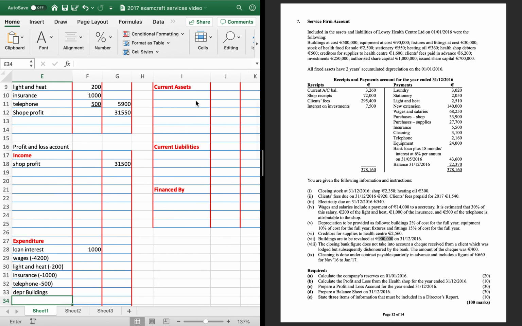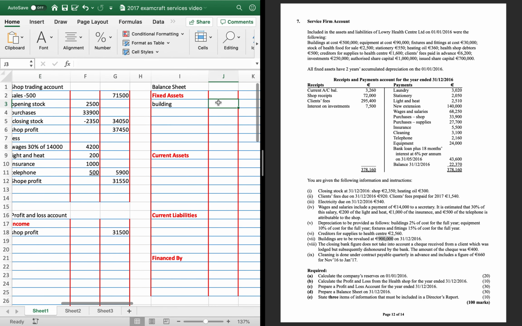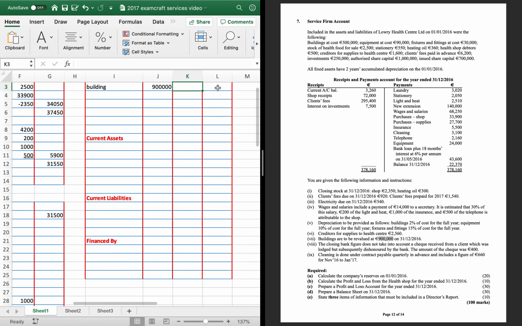I know buildings, if we revalue them, that'll be 900,000, zero accumulated depreciation, and 900,000. And I also know that straight away I'm going to have a revaluation reserve. So I'll just write them in, and then I can work through my stuff.